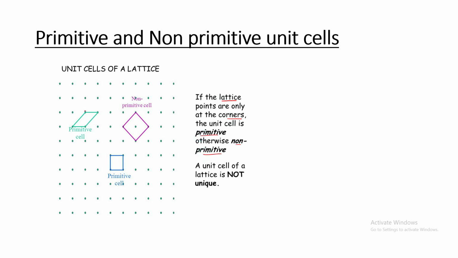You can see that here in this unit cell, the lattice points are at the corners. So that is why this is called a primitive unit cell. And this is a non-primitive unit cell. You can see that the lattice point is at the middle and these points are at the corners. And again this is a primitive unit cell. You can find these lattice points only at the corners.